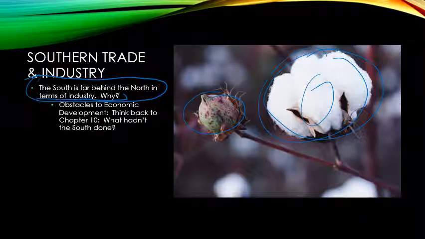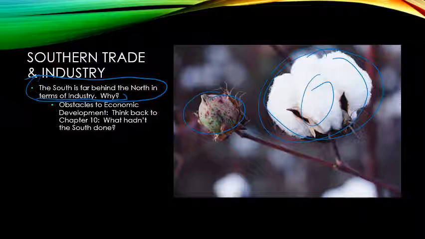Now think back to chapter 10 for a second. What are the biggest obstacles to economic development in the South? Okay, there's a few things. There's the obvious obstacle to economic development: the political system and the power being controlled in the South by wealthy plantation owners, who can see their profits cut into if we start to build railroads and things like that in the South, so they're not going to want it. So that's one obstacle.